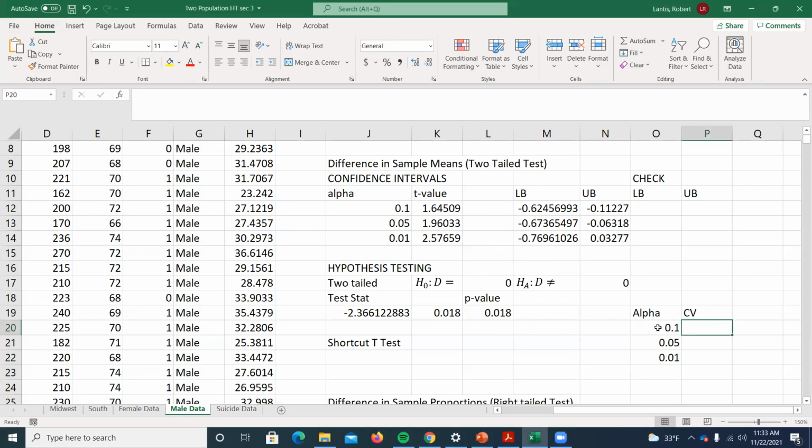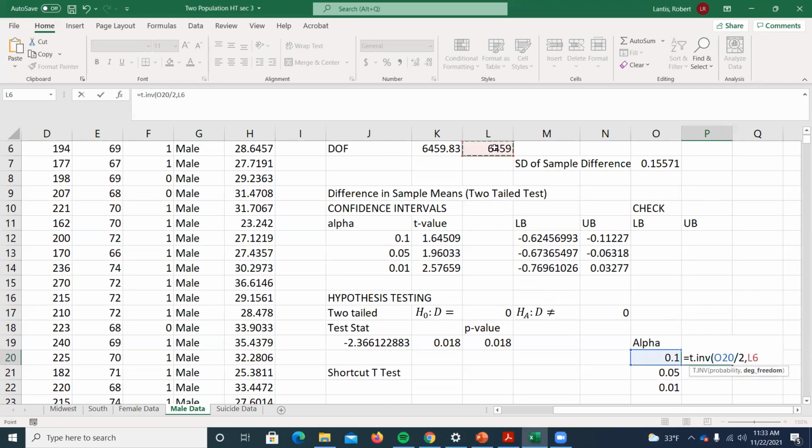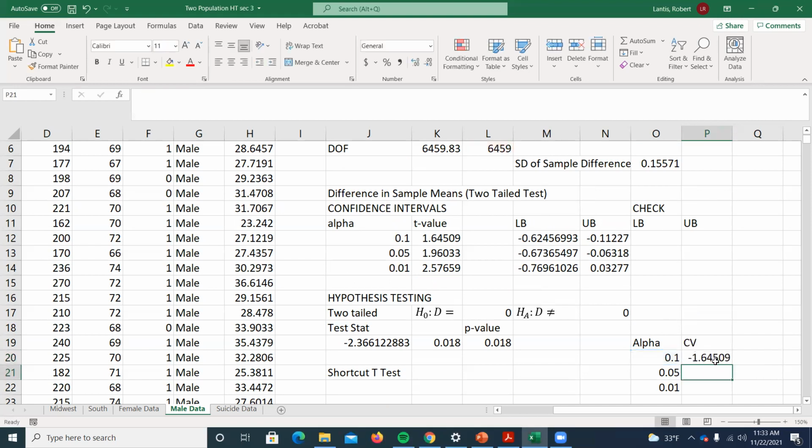I know that I want alpha over 2 in each tail, and I'm using a student t-distribution, so I'm using T.INV. Right? I'm working in reverse, or the inverse. I know the area in the tail. I want to find the corresponding t-value. So I'll take alpha divided by 2, comma, I have to tell it my degrees of freedom now, which I had in this cell up there. Now this should give me the negative critical value.